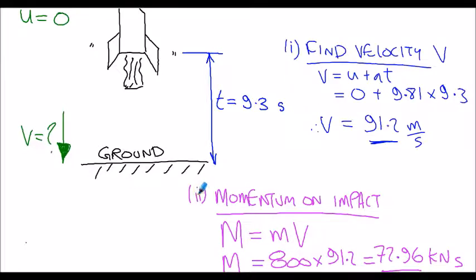Part 2, to calculate the actual momentum on impact, we use the momentum equation. We know the mass is 800 kilograms for the rocket. We've worked out above the velocity on impact, 91.2 meters per second, so we can calculate the momentum. It evaluates to 72.96 kilonewton seconds in this particular case.